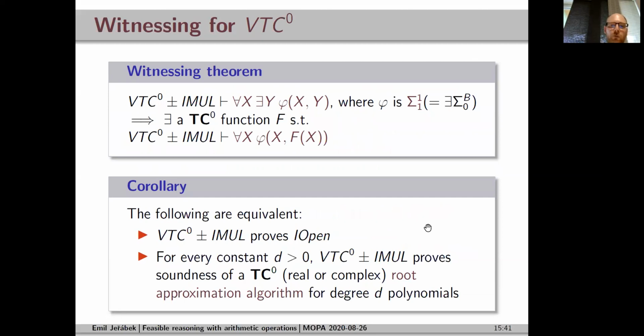So what one can prove from this is that the basic question whether VTC0 with or without this iterated multiplication axiom proves open induction is equivalent to saying that for every constant d, this theory can prove the soundness of a TC0 algorithm that can approximate roots of polynomials of degree d.